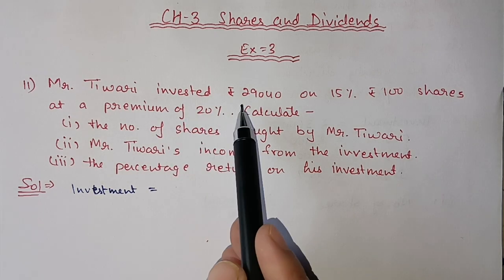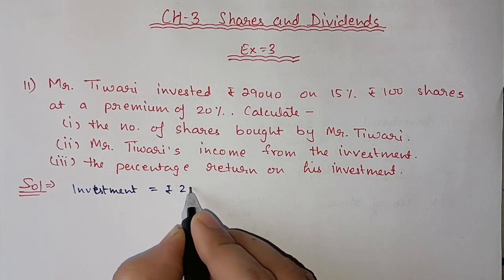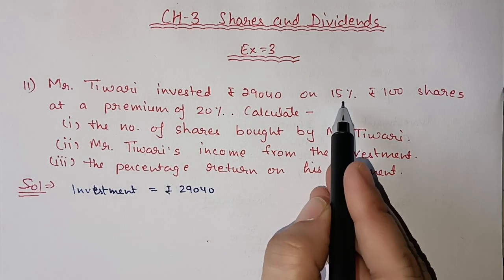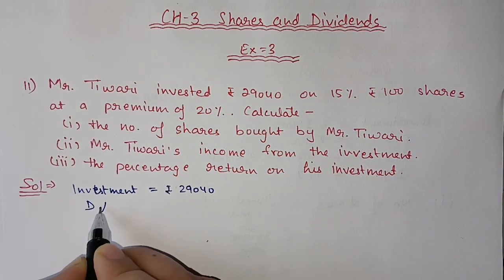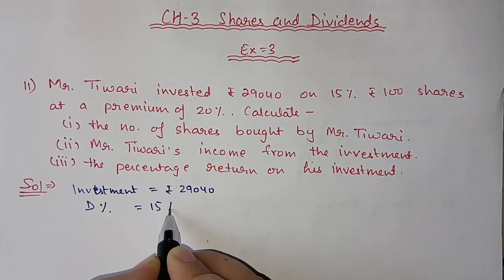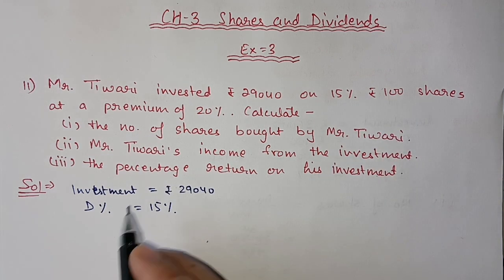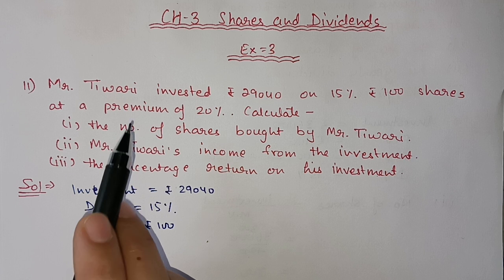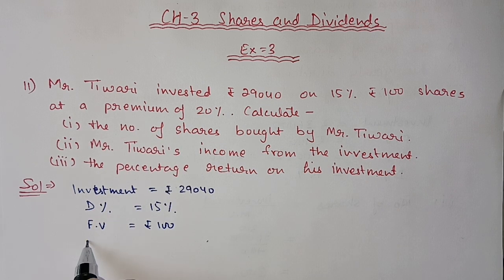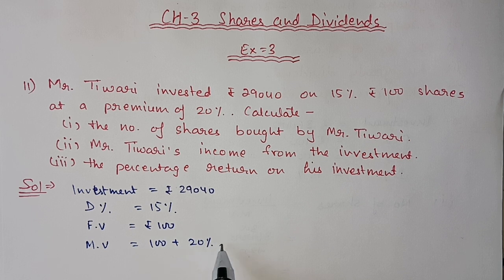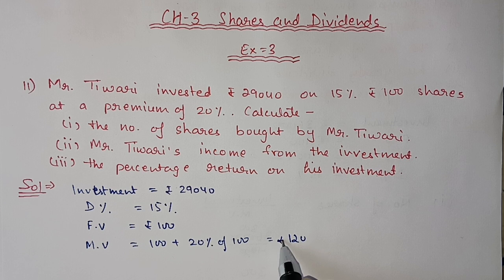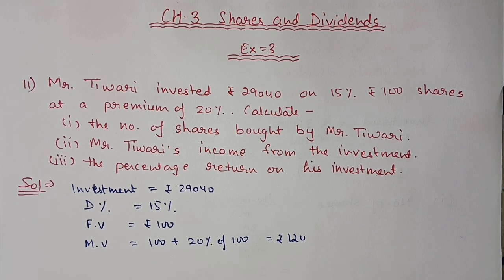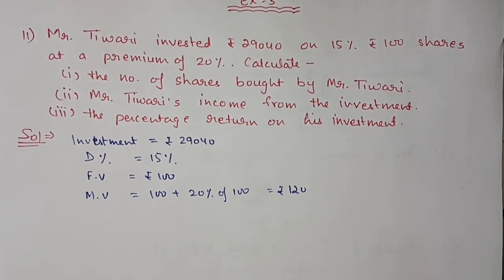So here total investment is given 29,040 rupees. Next, 15% is the dividend percentage. 100 rupees share means the face value of the share is 100 rupees at a premium of 20%. So market value will be 100 plus 20% of 100, which after calculation we will get 120 rupees. First we have to find out the number of shares he bought.